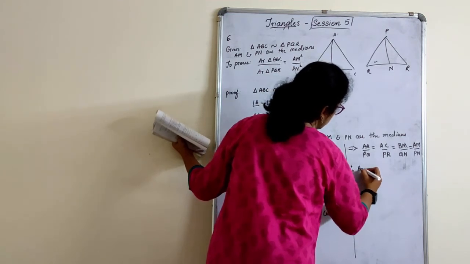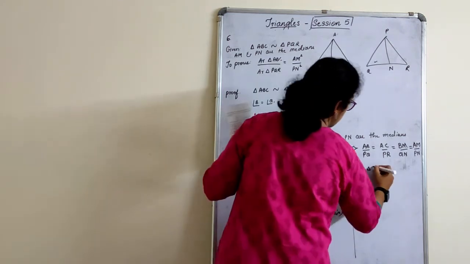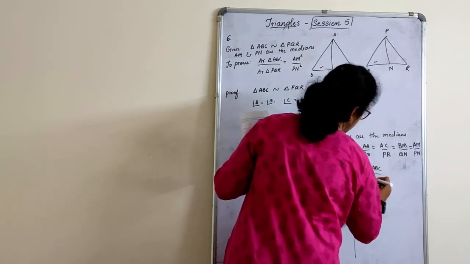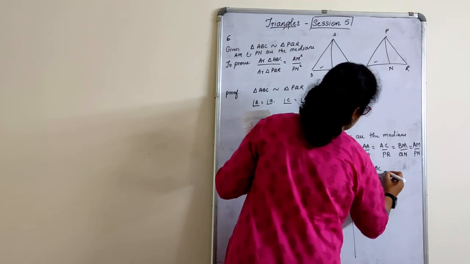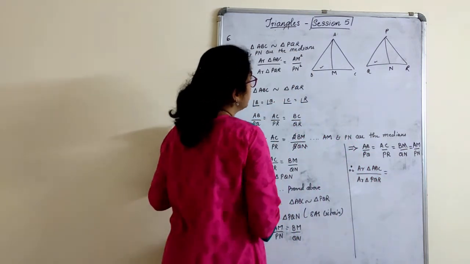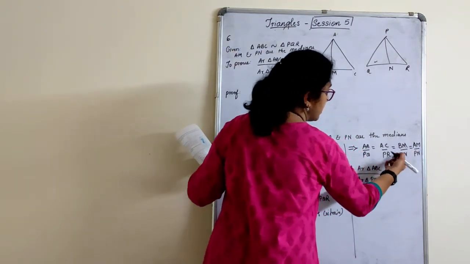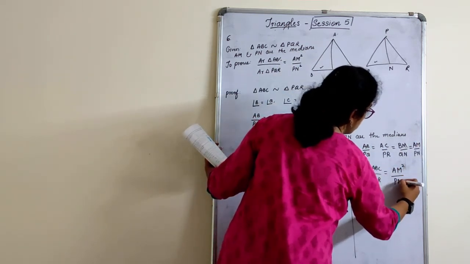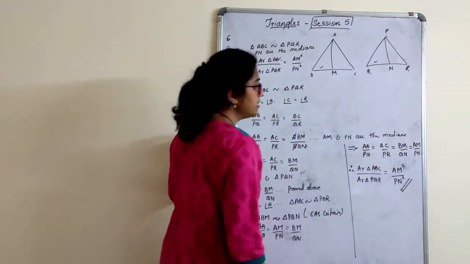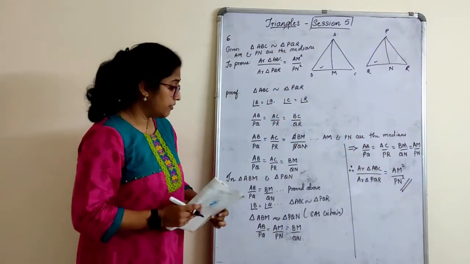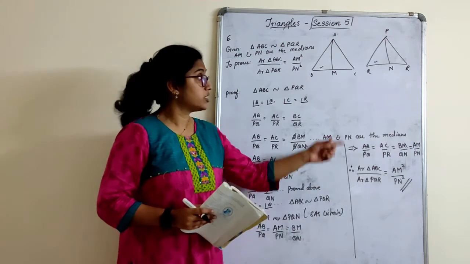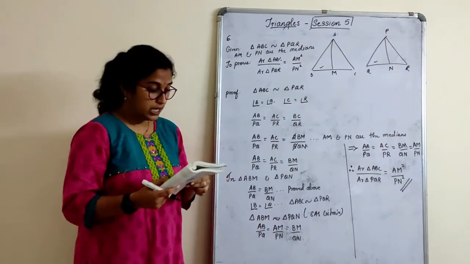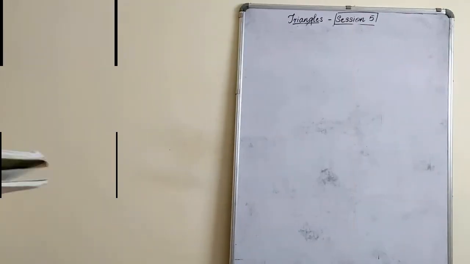Therefore, area of triangle ABC to area of triangle PQR is equal to the squares of the proportional sides. We can use any one side proportional. It comes AM square upon PN square. Hence proved. Very clear? We first proved that the sides are proportional to each other along with the median, and from the given we just proved it. Quickly, we'll move on to the next one.